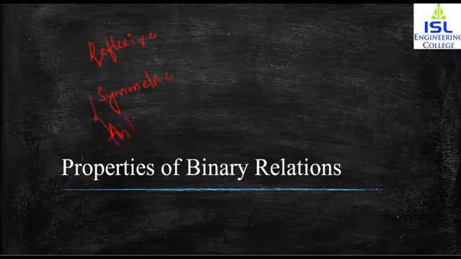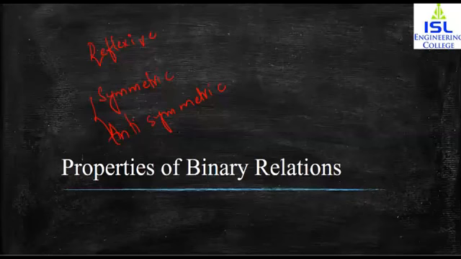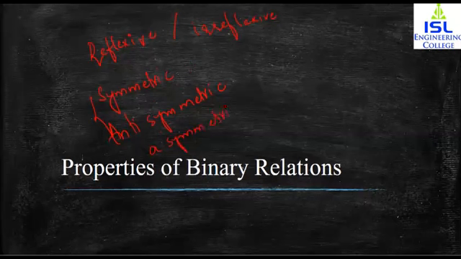Symmetric will have antisymmetric along with it, and we also have irreflexive. So with reflexive we will also have irreflexive, and along with symmetric we will also have asymmetric, and then lastly we will study transitive. So these are the important properties of a binary relation.